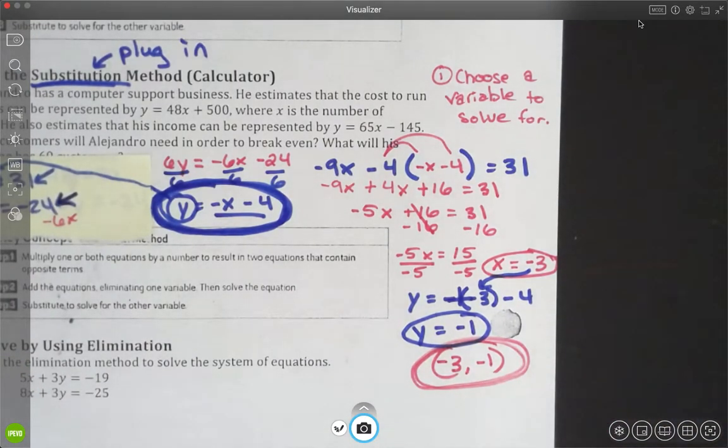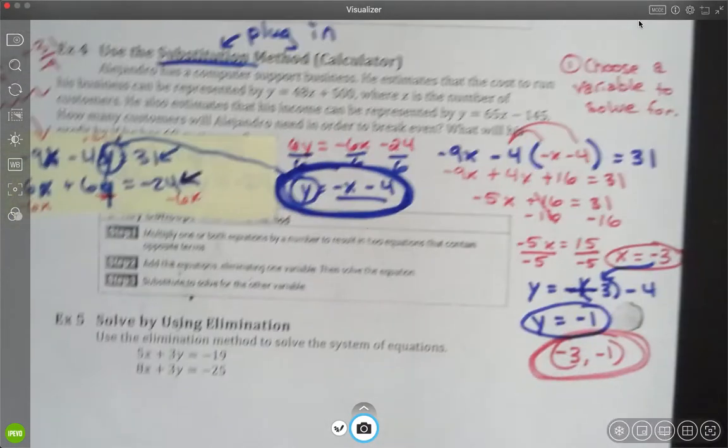And why do I care about that point right there? That's where the two lines cross each other. That's a quiz question I use a lot. Why do I care about that point? Because those two lines cross there, right? Negative 3, negative 1. Perfect.